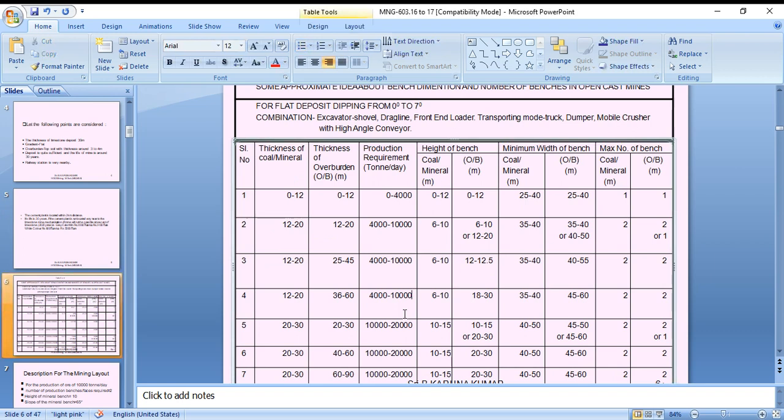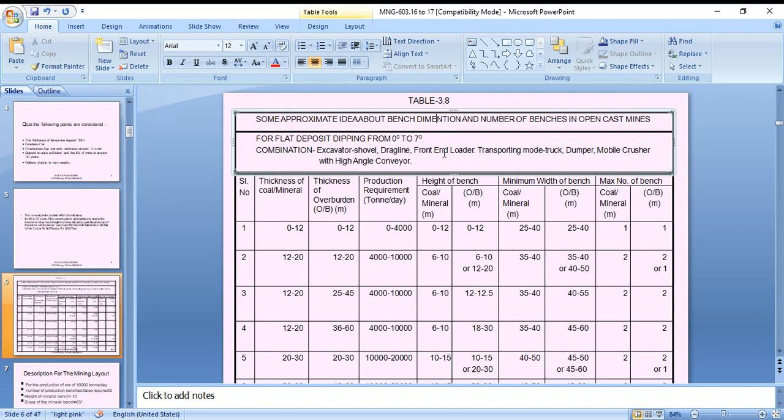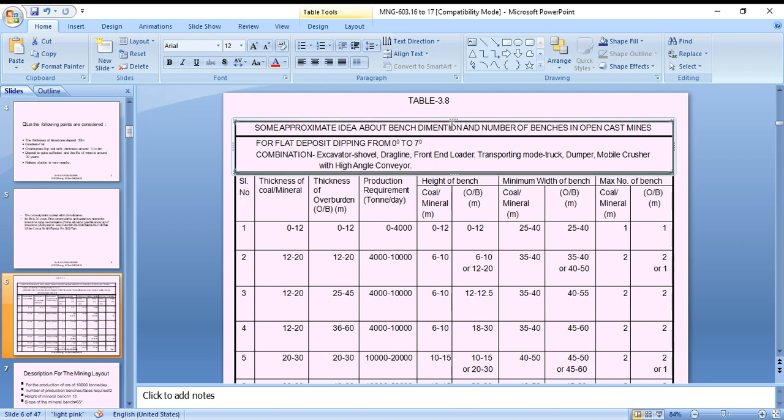This is a table I have given here, with some approximate idea about the bench dimensions and number of benches in an opencast mine for a flat deposit, with a gradient of 0 to 7 degrees. The combination of excavator, shovel, dragline, front end loader, transportation by motor truck and dumper, and mobile crushers with high angle conveyor are required. A simple example I am showing here, one table, collected from textbooks.